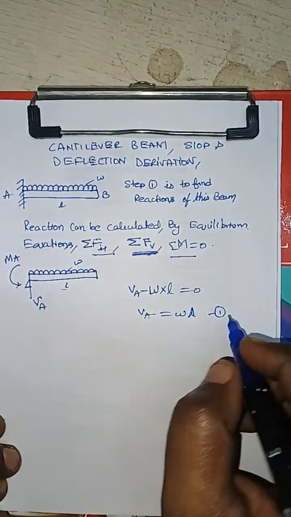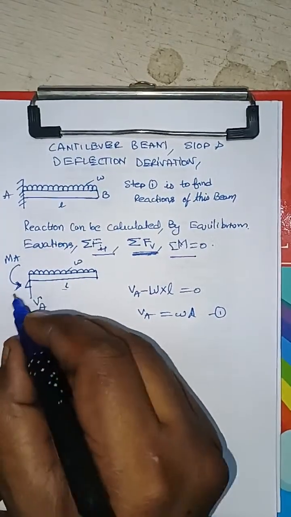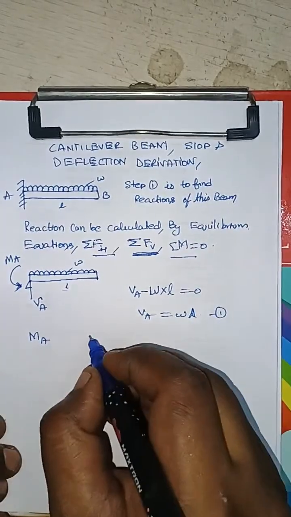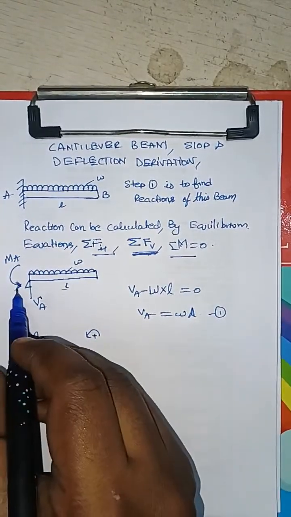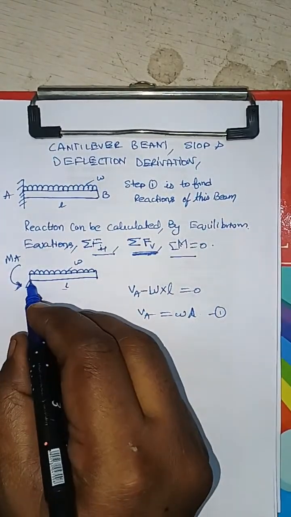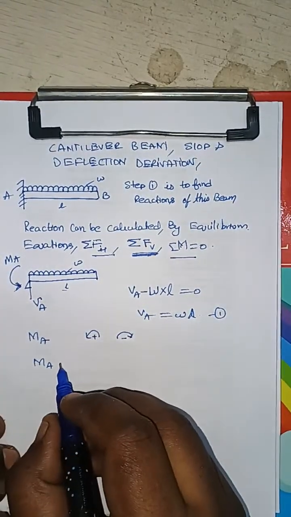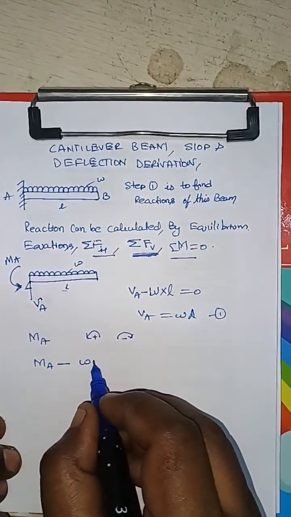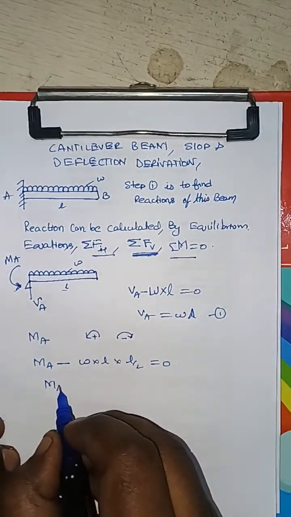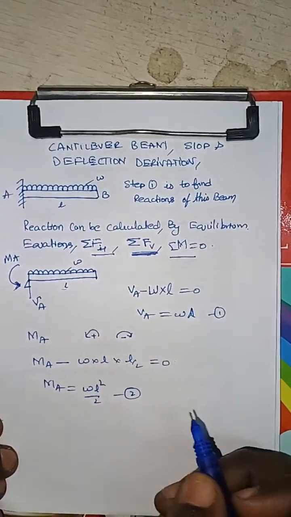This is one equation. Now what about the moment? If you take moment about here, the moment is going in this direction. So MA, if we consider this moment as positive, is going in this direction, and this moment is going in the opposite direction, so that is negative. Now minus W into L by 2 is equal to 0. So MA is equal to W L square by 2. This is our second equation.